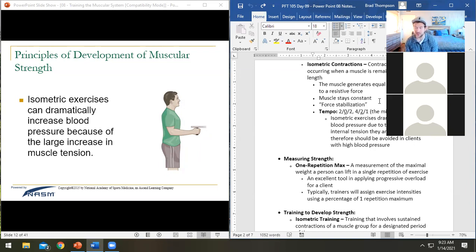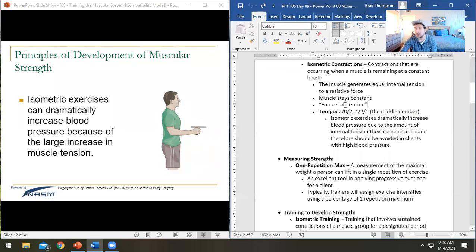And that's why we really love the plank. The plank is one of our favorites, or side planks or bird dogs or McGill sit-ups. All those things that stabilize your spine are our isometric contractions. So again, you can see with beginner clients, we put a big emphasis on isometric contractions, and we give it a 2 second pause.